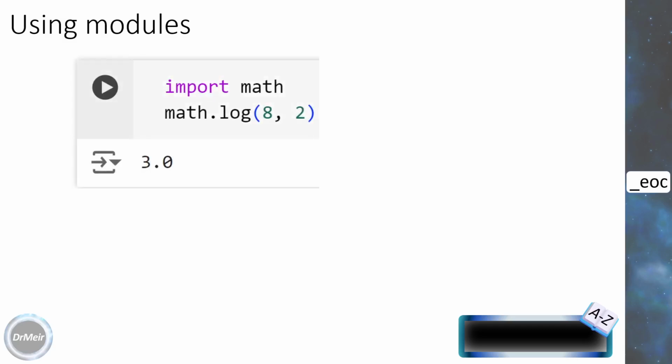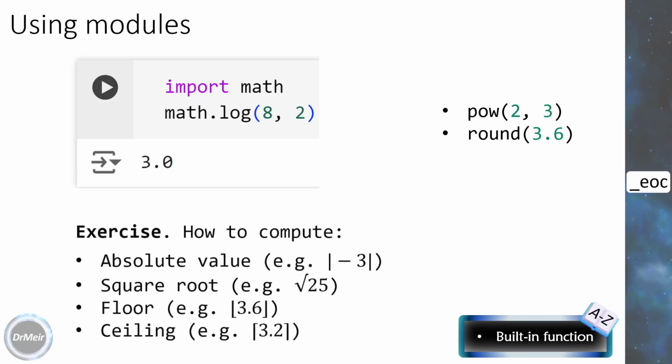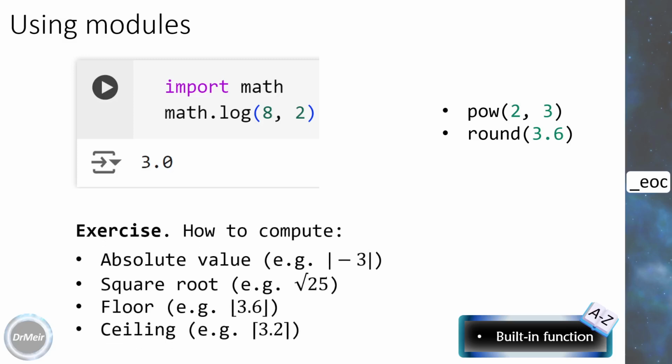In order to use the names defined in a module, we have to first import it. Here, I imported the math module of the standard library. And to call the function log defined in this module, I precede its name by the name of the module followed by a dot. In contrast, the functions pow and round that we saw previously are built into the language. As an exercise in learning, please find out on your own the functions needed to perform the shown computations.